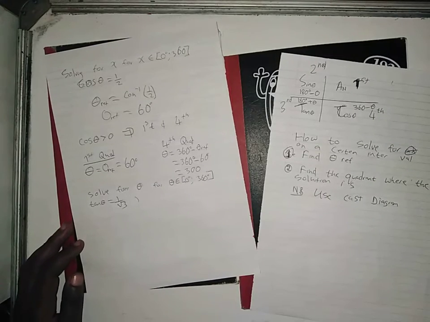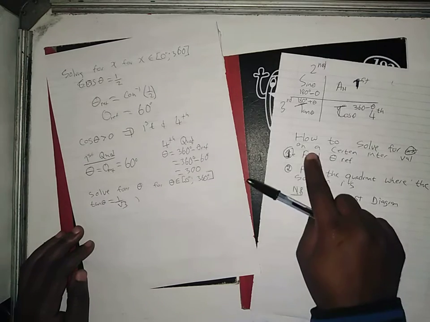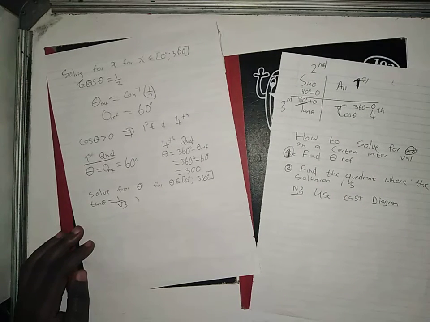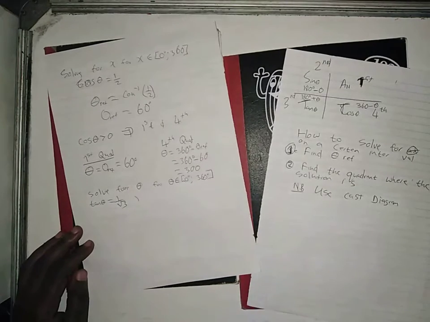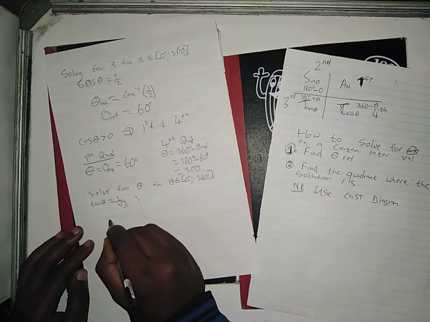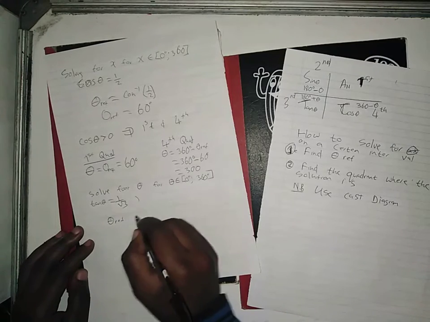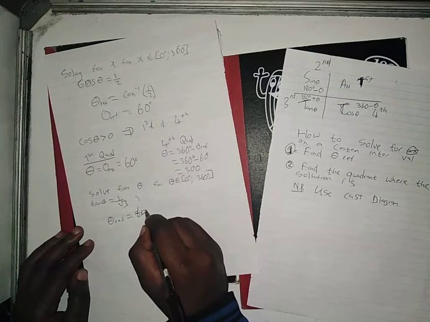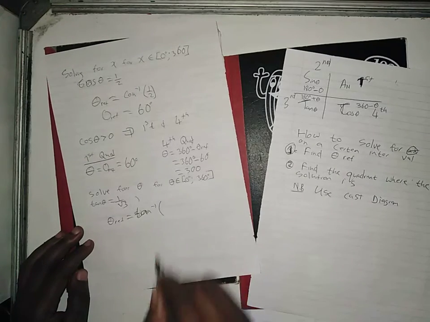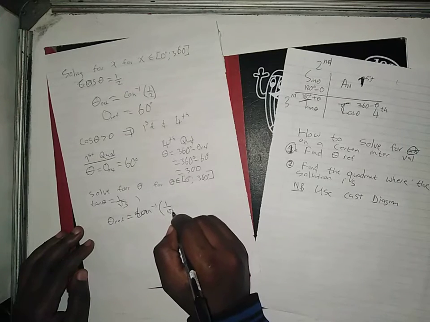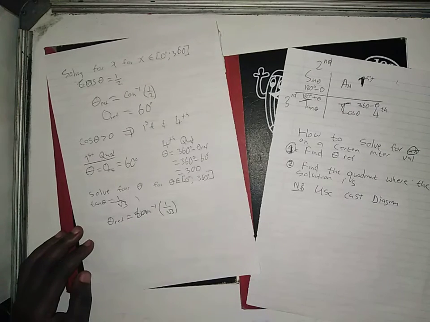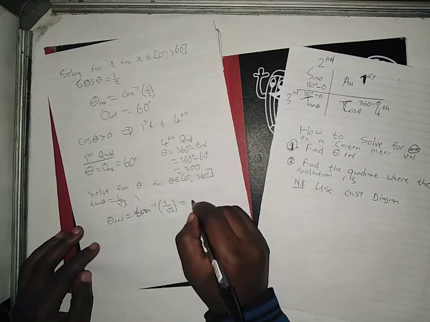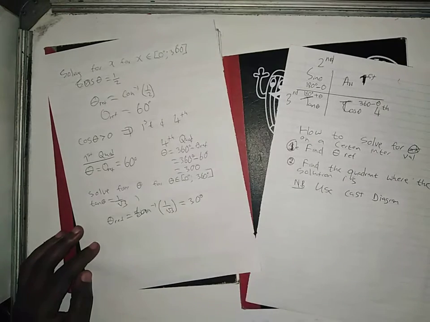Okay. Now in this particular case, you still do the same thing. Find the reference angle, which is step 1. How to find a reference angle? Theta ref is equal to the inverse of tan, not sine, tan, evaluated at 1 over root 3. And then if you put this on a calculator, you end up with what? You end up with 30 degrees.